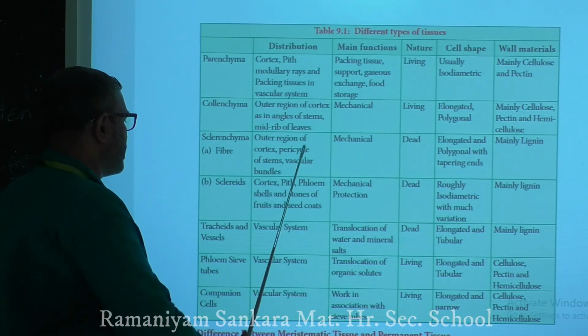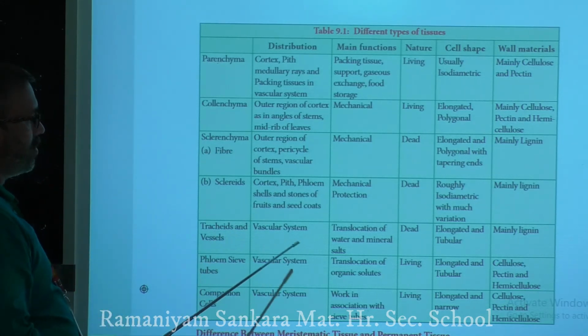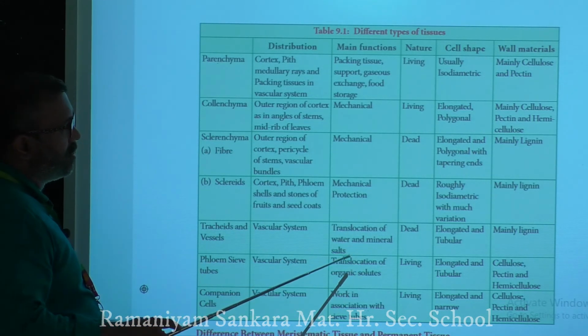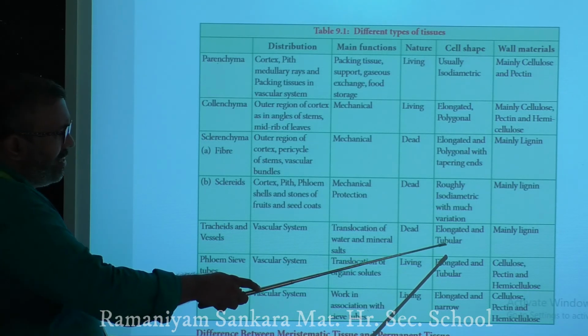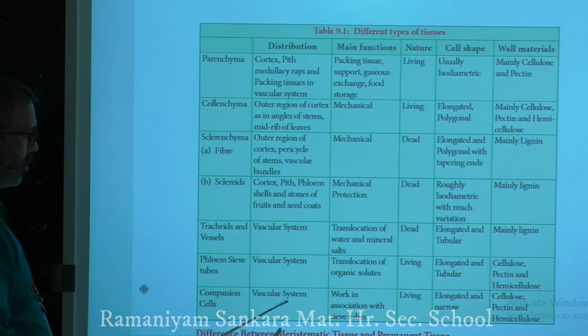Next one, tracheids and vessels. They are in the vascular system, and their function is translocation of water and mineral salts. They are also dead cells, elongated and tubular, with mainly lignin present.